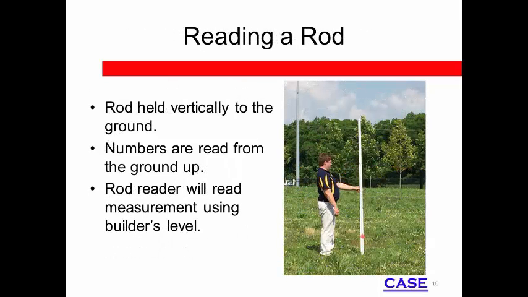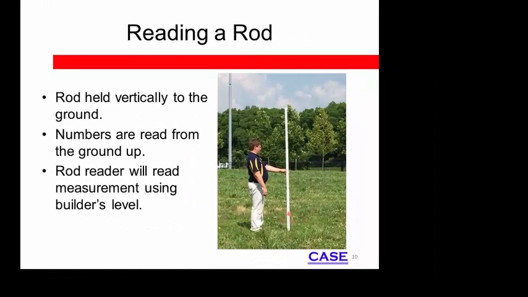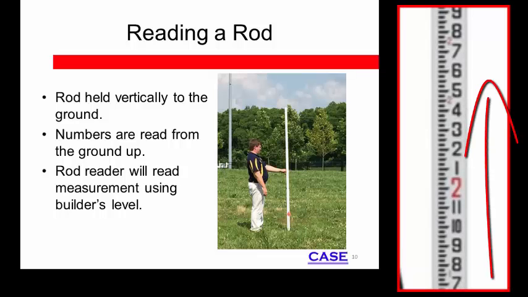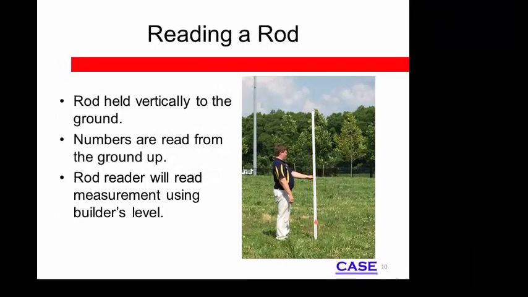To use a reading rod, one person needs to hold the rod vertical to the horizontal plane, and another must read the rod by looking through the telescope of the leveling instrument. The numbers are read from the ground up. The closest red number below the crosshair seen in the builder's level telescope is the number of feet. The closest black number below the crosshairs is the number of inches, or tenths of a foot.